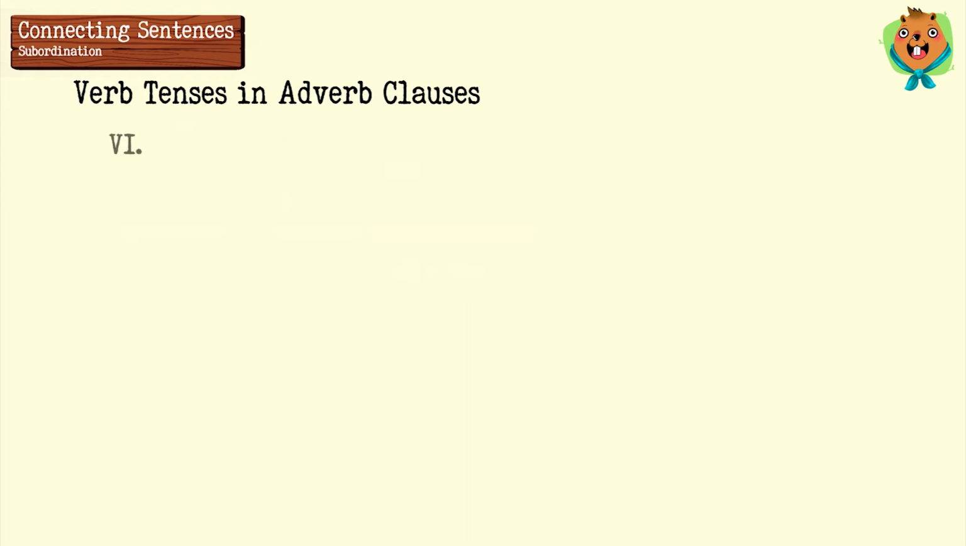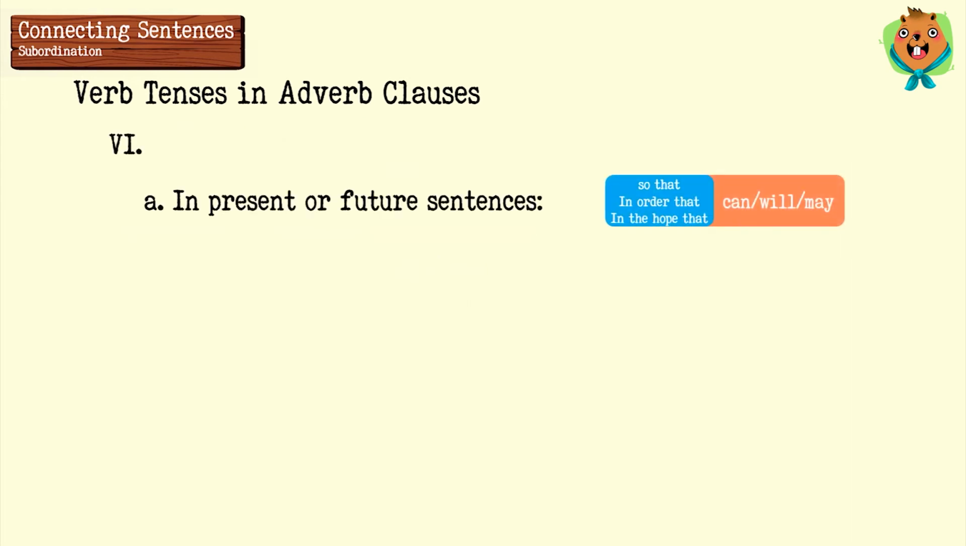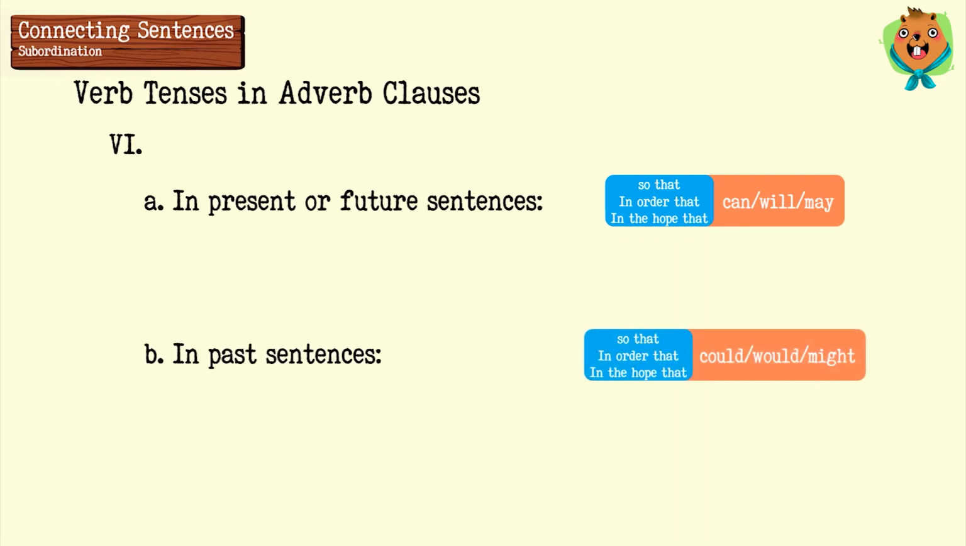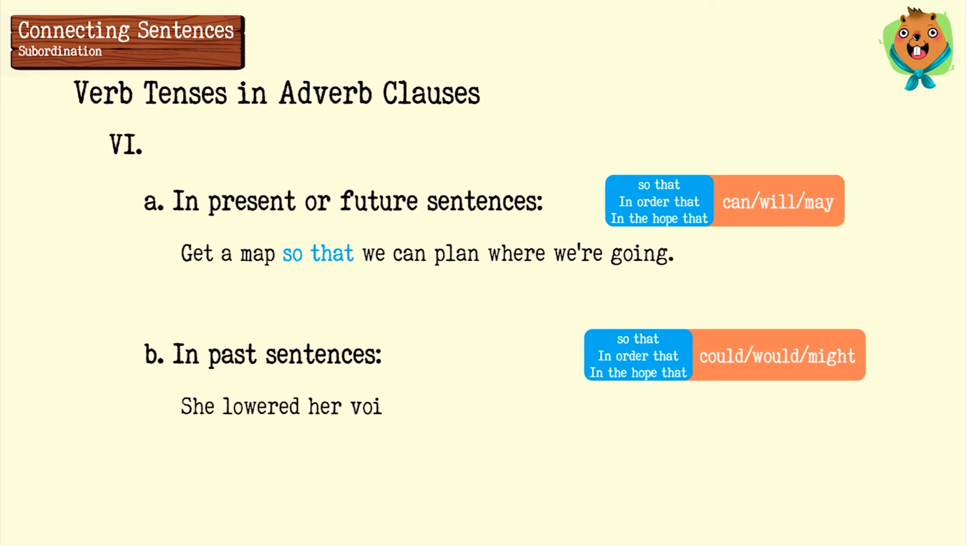Pattern 6. In present or future sentences, modals will, can, or may could be used with so that, in order that, and in the hope that. In past sentences, we use would, could, or might instead. For example, get a map so that we can plan where we're going. She lowered her voice in order that no one would hear.